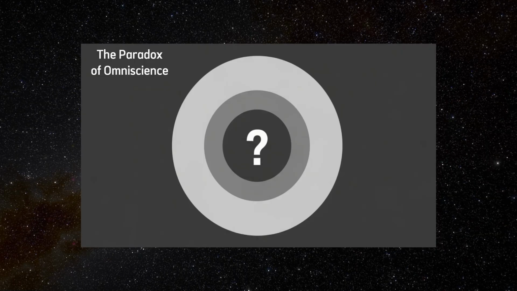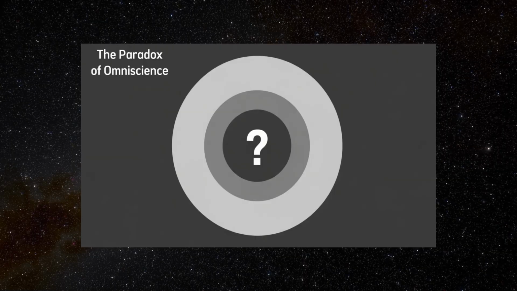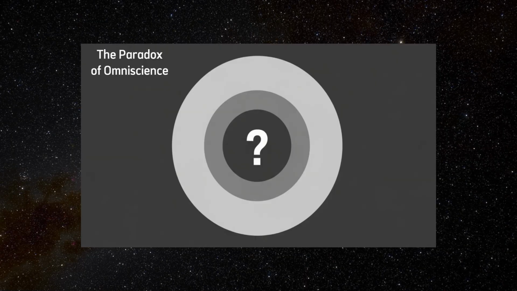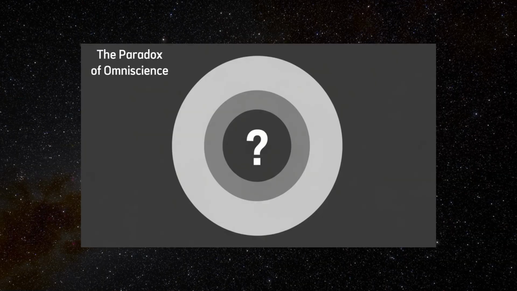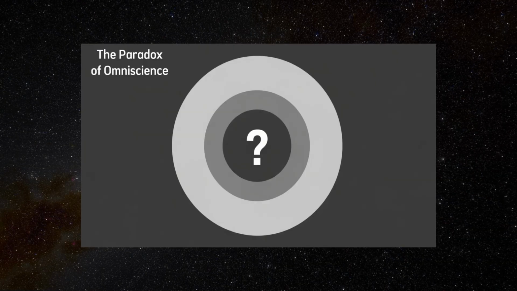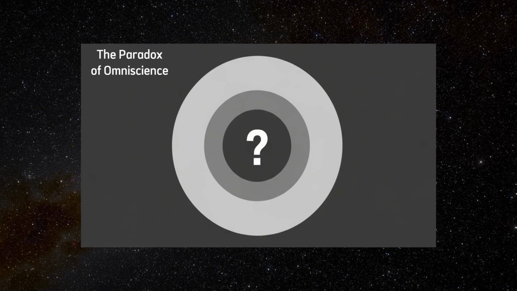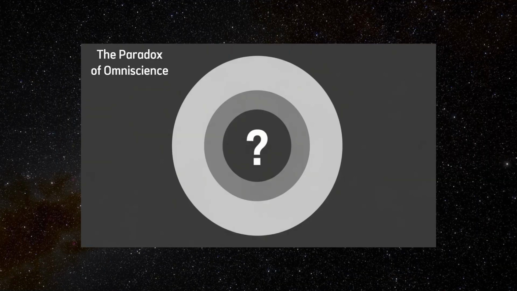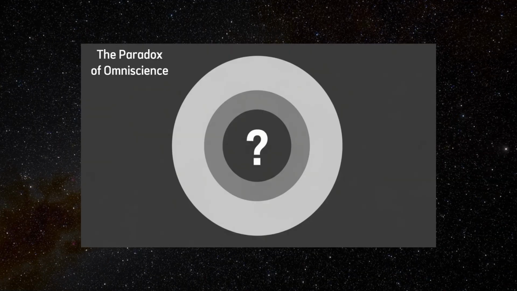To understand the paradox, consider what omniscience is generally taken to mean: a being that knows all truths, past, present, future, necessary, and contingent. That includes everything that can be known, from the location of every particle in the universe to the outcome of every possible future event. Here's where the trouble begins.